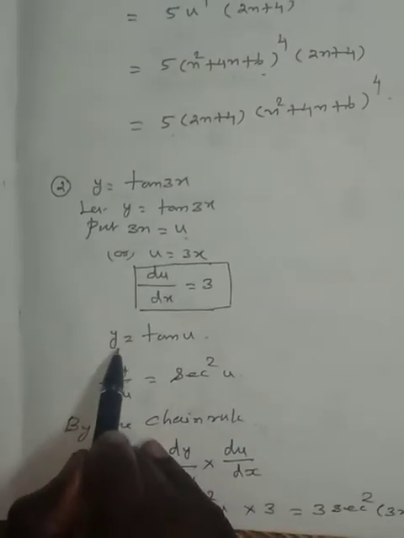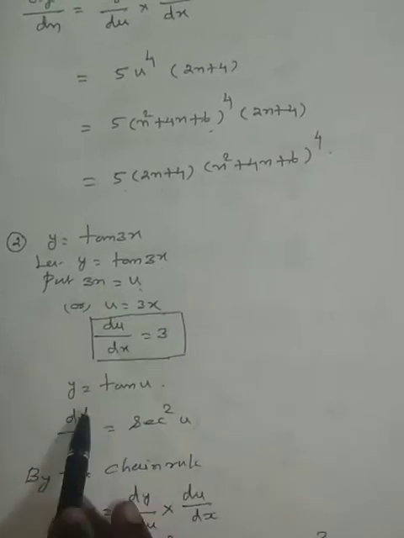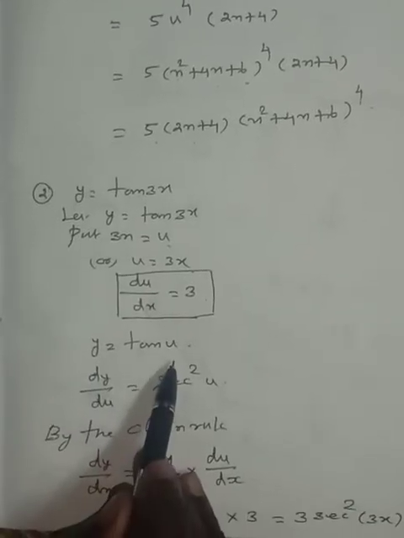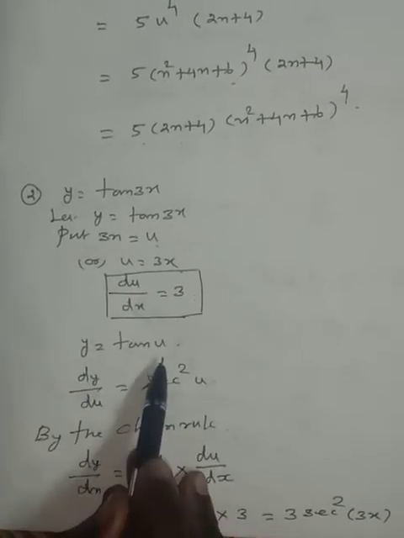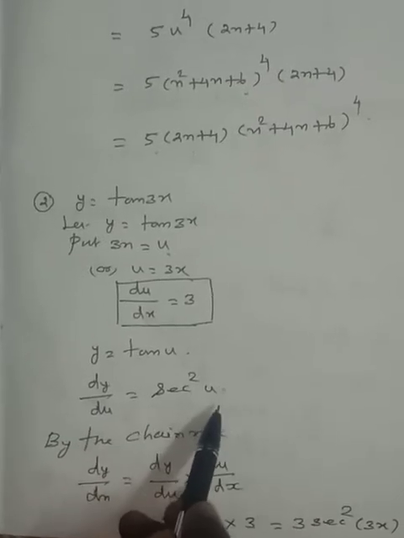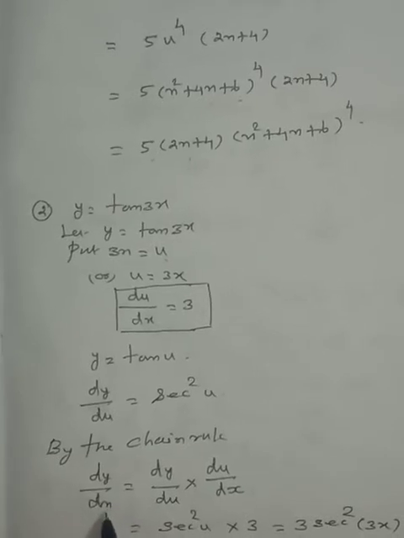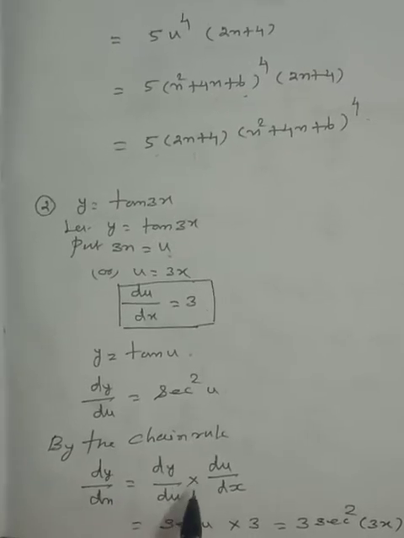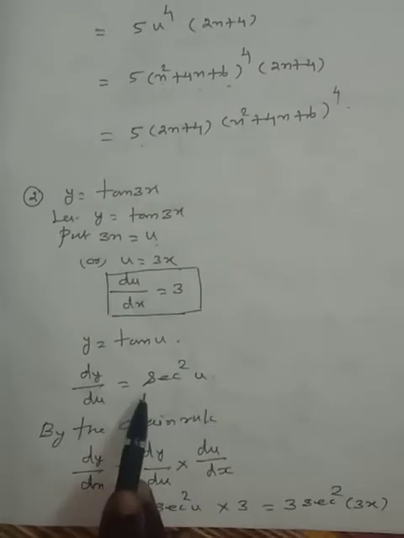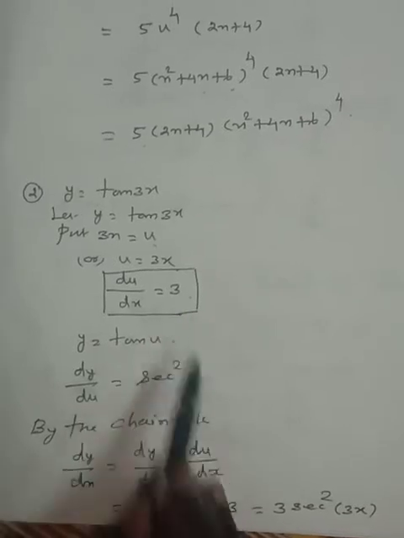Next, put 3x is equal to u, so y is equal to tan u. Now left hand side variable is y, right hand side variable is u. So differentiate y with respect to u: dy by du is equal to secant square u. By the chain rule, dy by dx is equal to dy by du into du by dx. dy by du is secant square u, du by dx is 3.